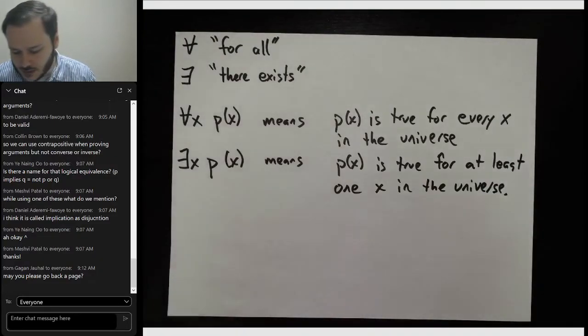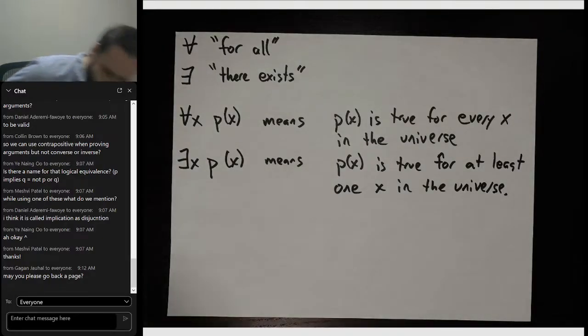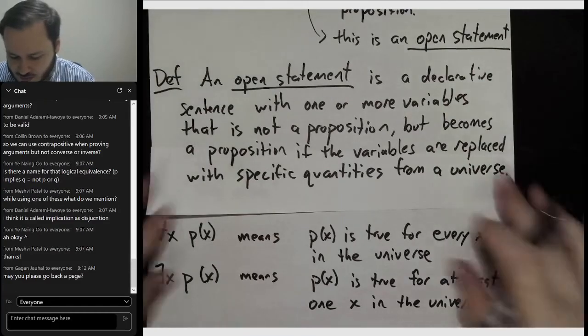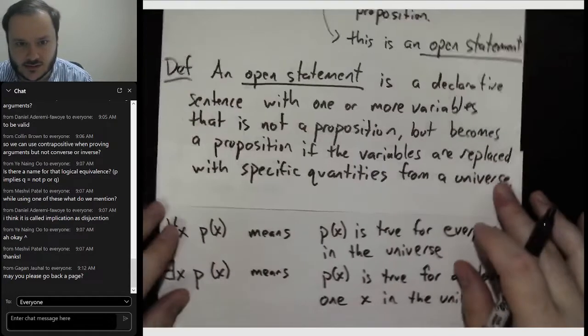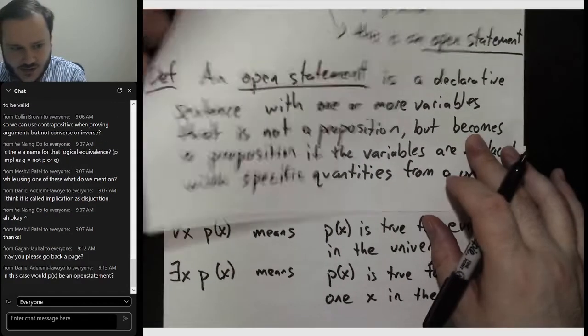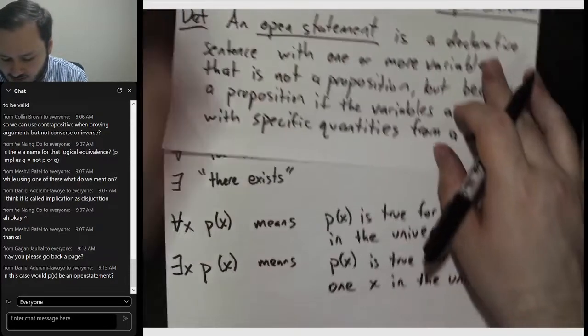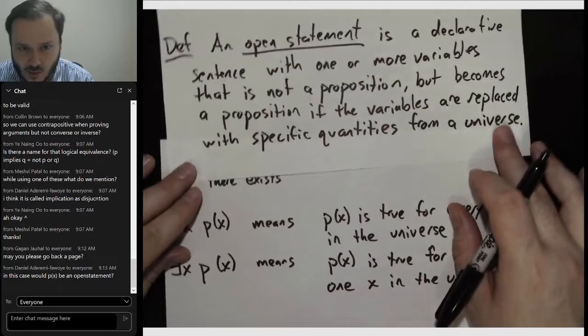Okay. So let's look at some examples. Can I please go back a page? Yep. Sorry. Hard to keep too much on the page all at once. But there's our definition of open statement. Yes, so in this case, if p of x is some open statement.